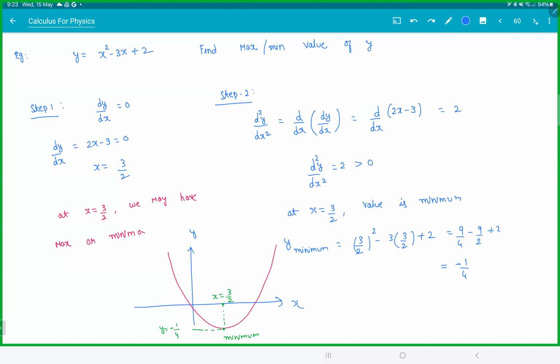Now, again, be careful here. What did I ask you? I asked you the minimum value of y. So x is equal to 3 by 2 is not the answer. X is equal to 3 by 2 is the point where the value goes to minimum. How much is that minimum value? Minus 1 by 4. Did you get that?